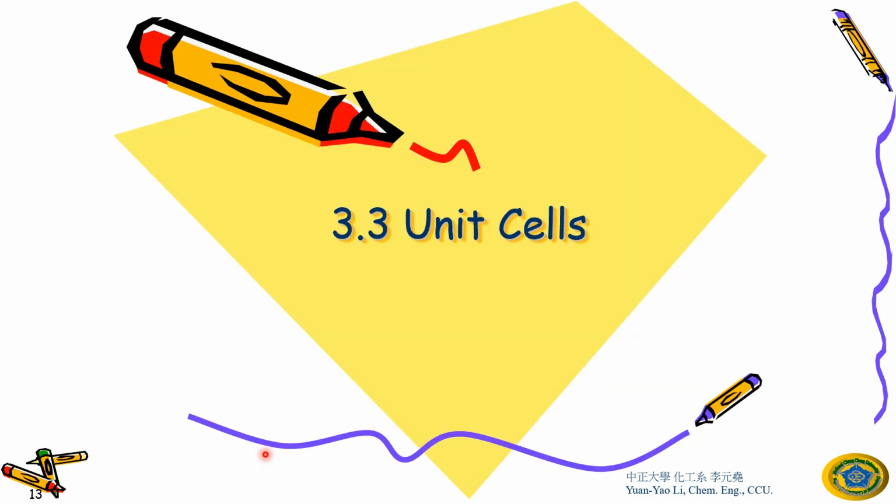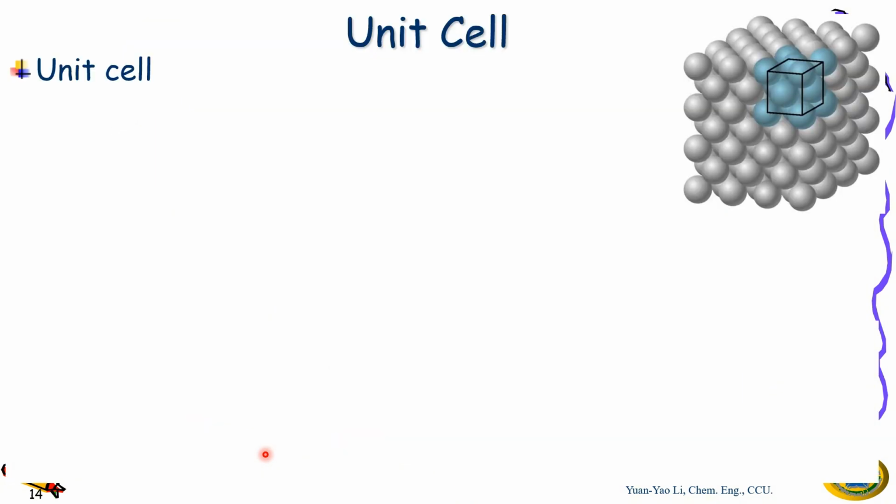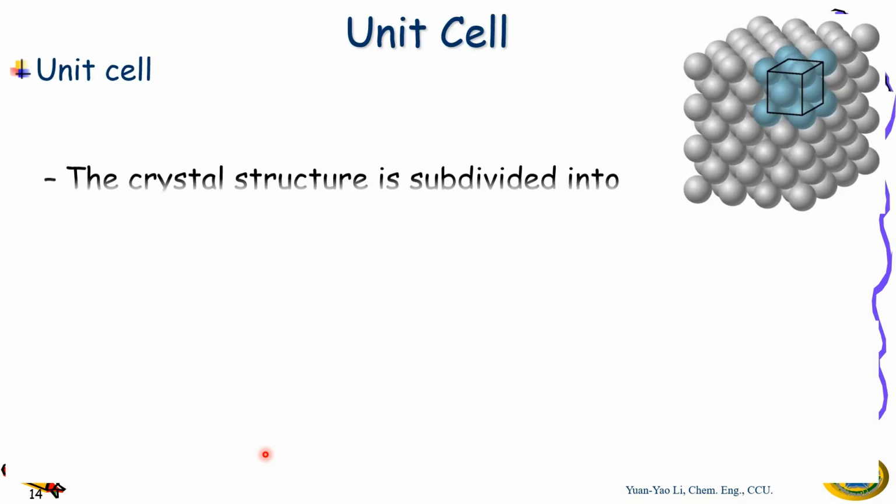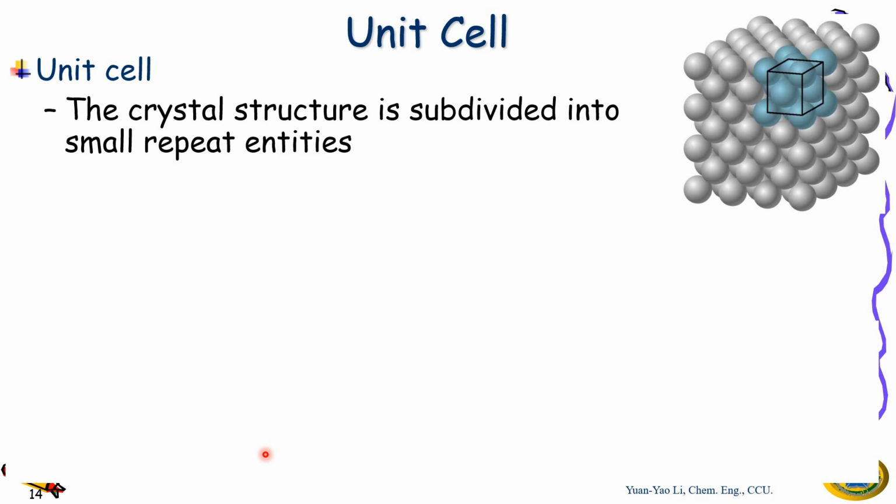Right. So now let's move to section 3.3, unit cell. The unit cell is a very important thing to define whether this is a crystal material or not. So what is the definition of a unit cell? The crystal structure is subdivided into small repeating entities, the smallest repeating entities. Based on this unit cell, you increase to 1 unit cell, 2 unit cells, 10 unit cells, 1 mole of unit cells, and you just pack them, and you become a crystal.